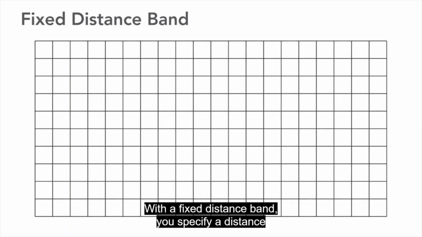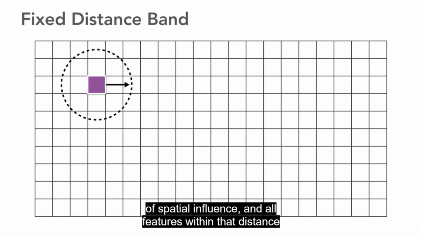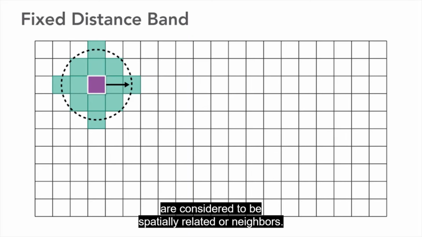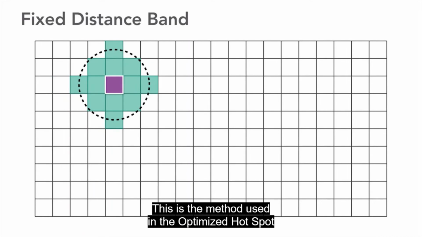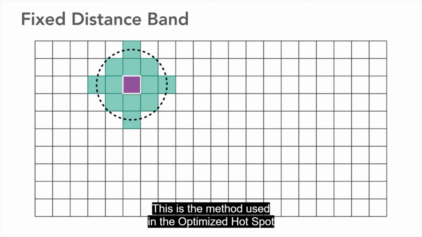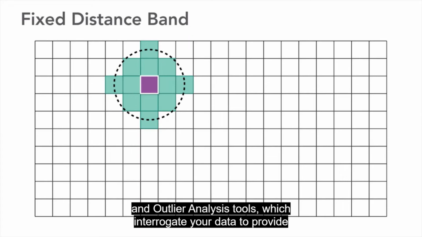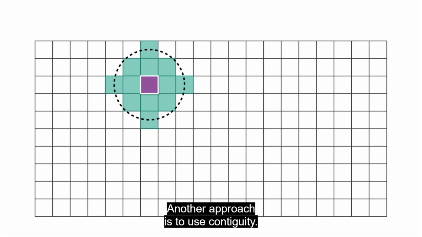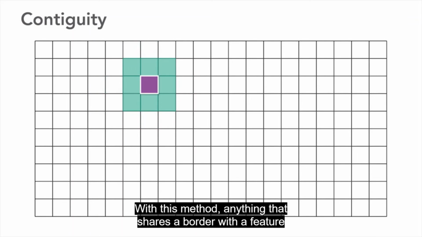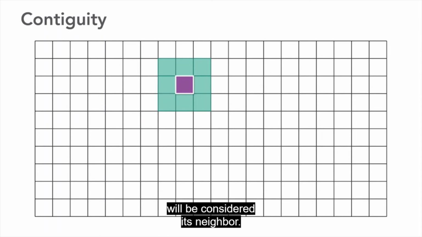With a fixed distance band, you specify a distance of spatial influence, and all features within that distance are considered to be spatially related, or neighbors. This is the method used in the optimized hotspot and outlier analysis tools, which interrogate your data to provide a default distance at which clustering is most pronounced. Another approach is to use contiguity. With this method, anything that shares a border with a feature will be considered its neighbor.